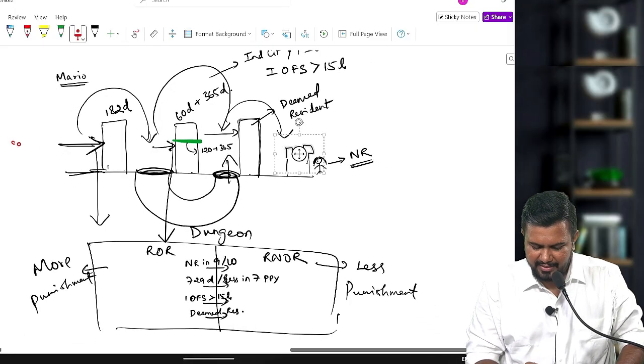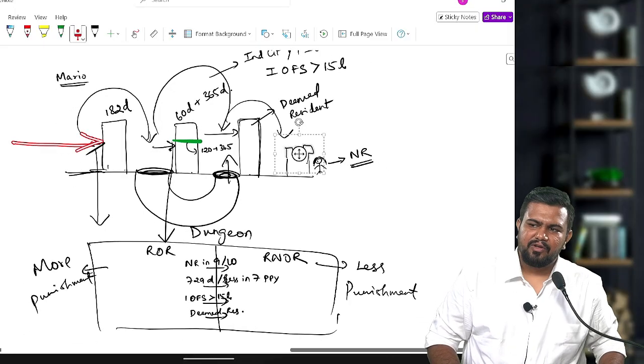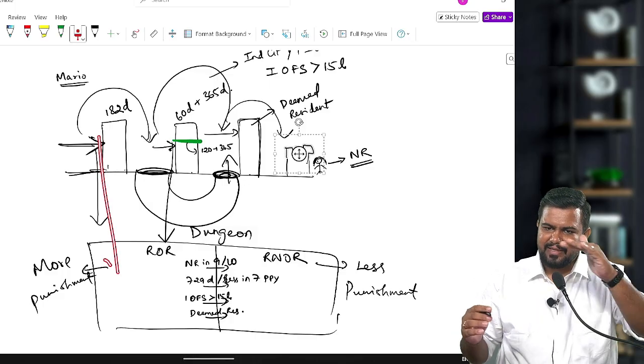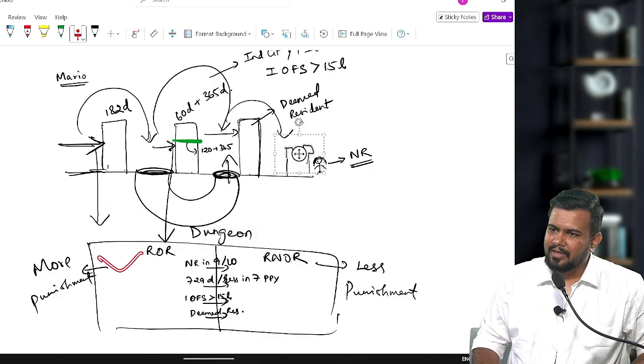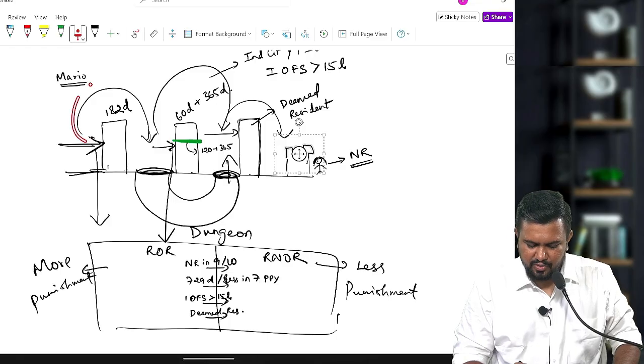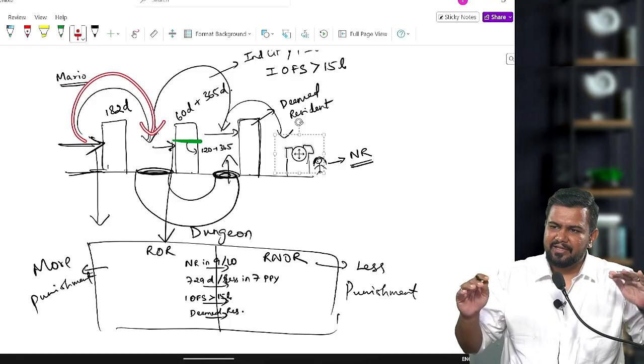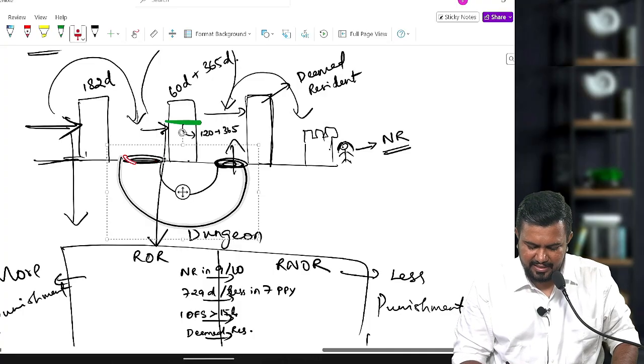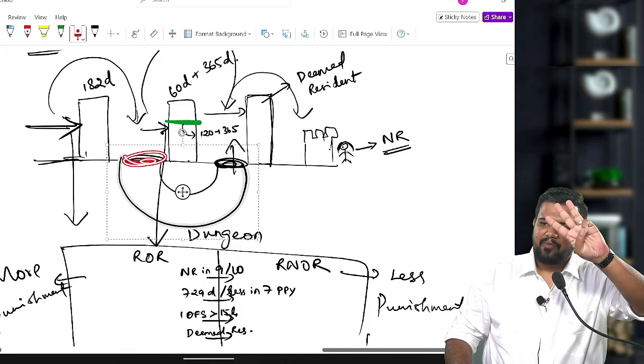So you are playing the Mario game. The first wall you see is the 182 days wall. If you are hit by the wall, directly you fall into the dungeon. Fine. Then you jump over the wall. If you are not satisfying the condition, you jump and you go to the next stage. Next stage, what you have to see? Tunnel. In the tunnel, 3 types of people can go.